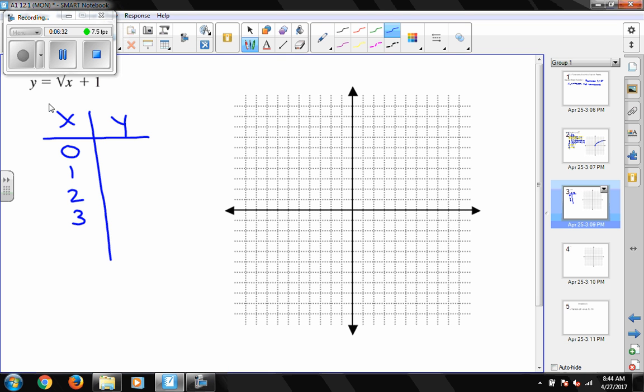But again, 4 is a perfect square, and 9 is a perfect square. So let's check those. So take the square root of 0 and add 1. You're going to get 1. The square root of 1 plus 1 is going to give me 2.